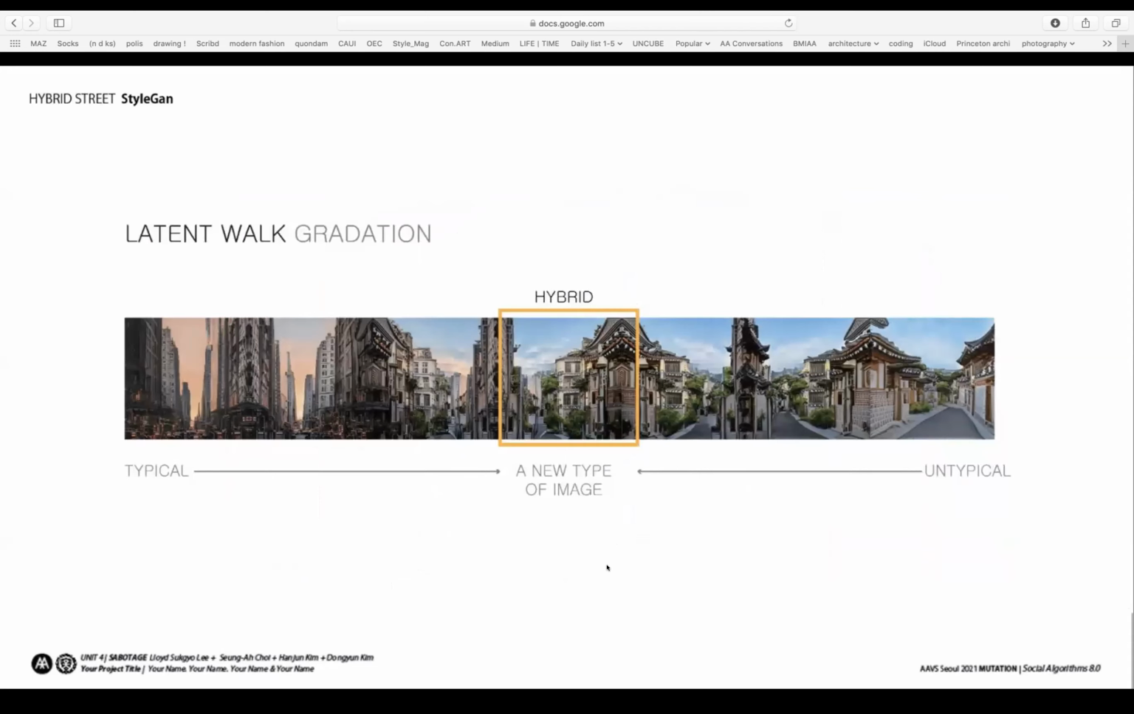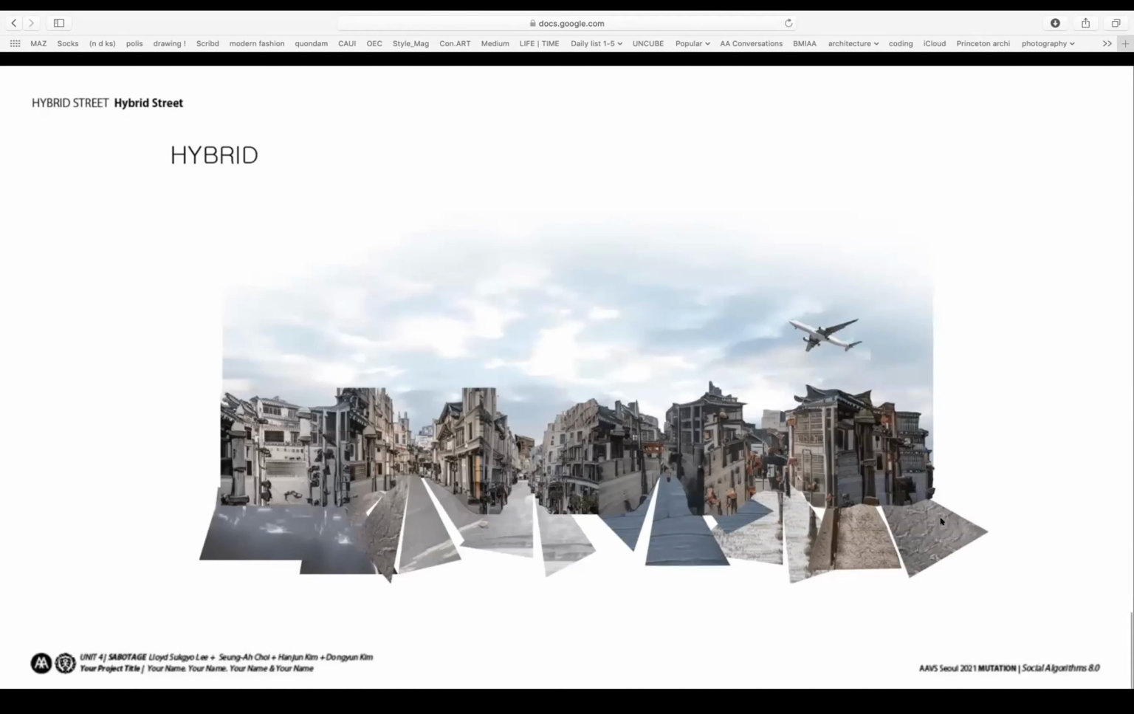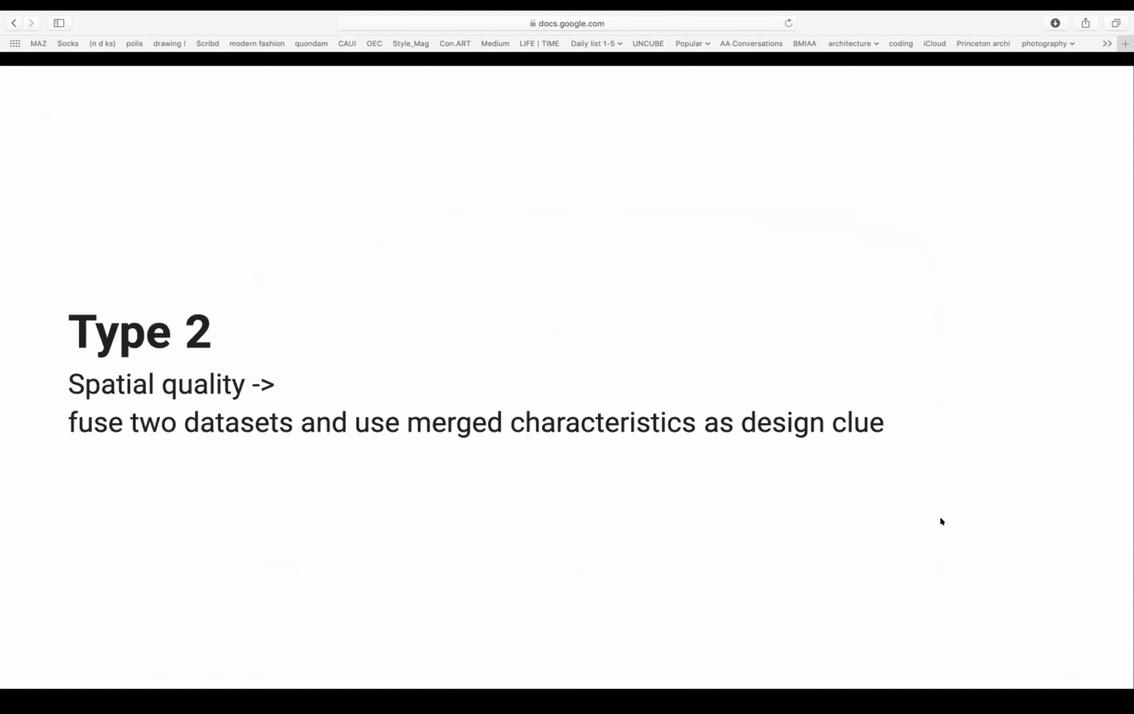Yeah, they tried to find something in the middle of the typical and untypical from the result of StyleGAN. Yeah, I mean, these were one of the results.